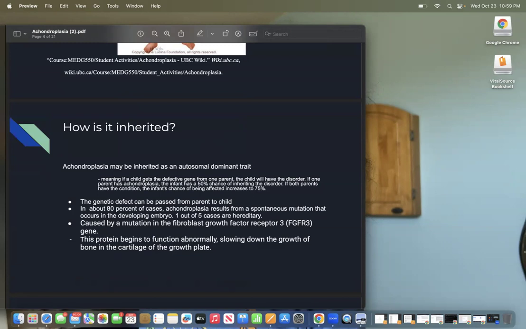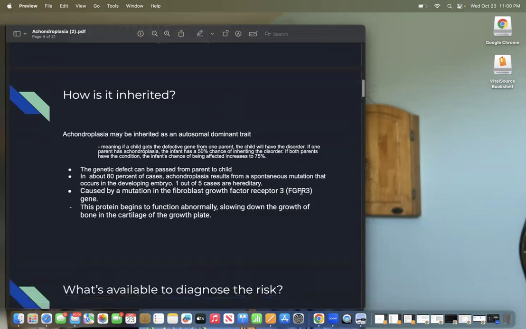Achondroplasia also results from a spontaneous mutation that occurs in the developing embryo. So 1 out of 5 cases are hereditary, the other four are spontaneous. It is caused by a mutation in the FGFR3 gene, the fibroblast growth factor receptor. This protein begins to function abnormally, which slows down the growth of bone in the cartilage and the growth plate.